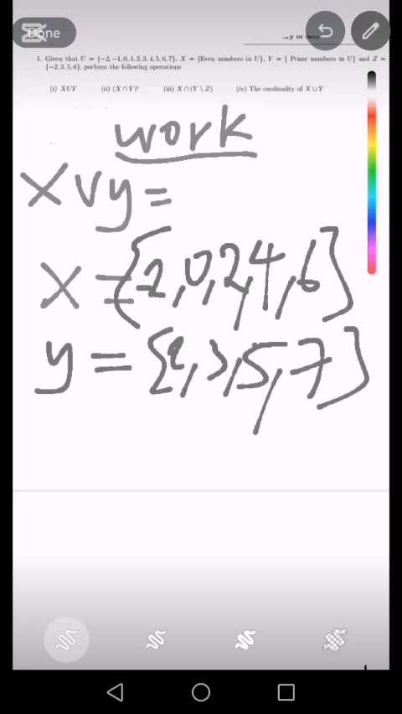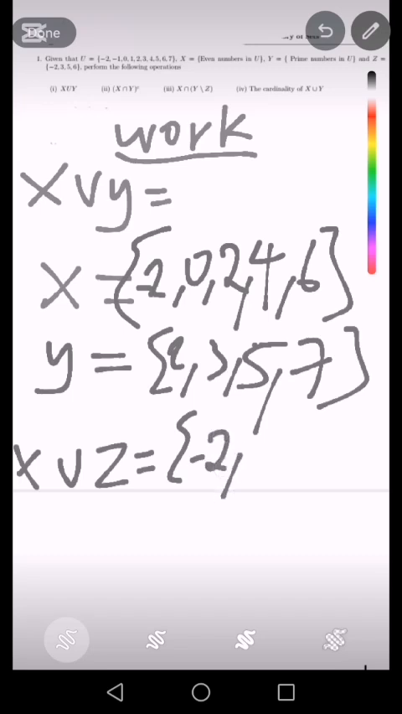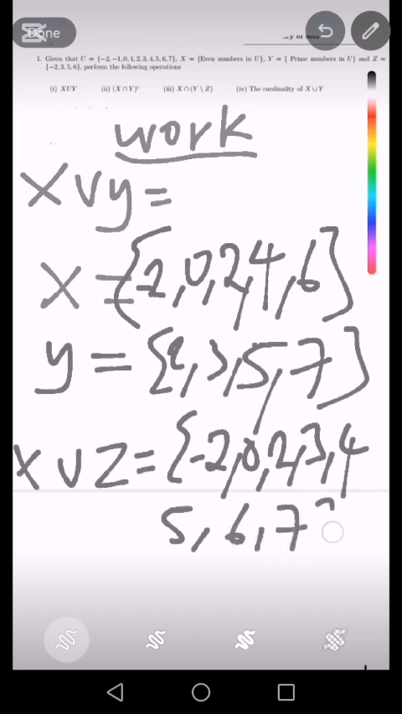Now they want x union y. Union lists all members which are in x and in y. So we start with -2, 0, then 2, 3, 4, 5, 6, 7. That is the solution of x union y.